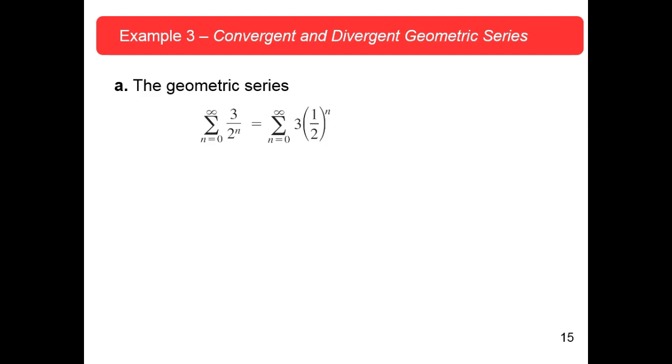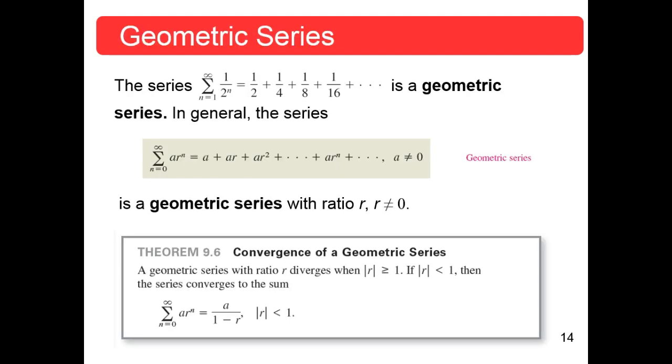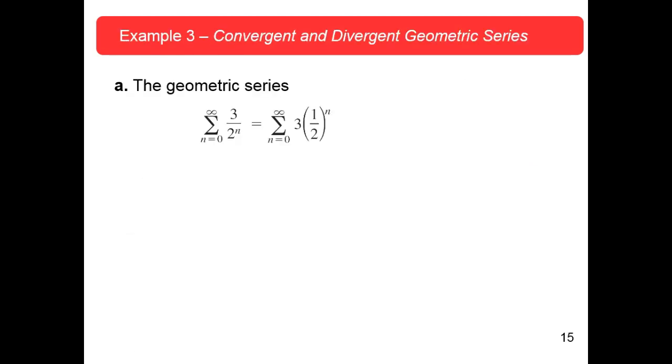What's the rule? If the absolute value of the ratio is less than 1, then it converges. Okay? The ratio is 1/2. Not the constant. The ratio is 1/2. r to the n. Okay? That's less than 1. It does converge. What does it converge to?